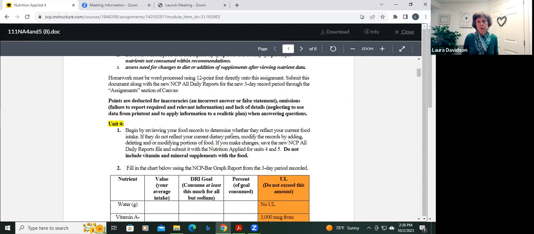Let's say you've started eating breakfast since you started this course. You will want to modify those 3 days to include breakfast, the typical breakfast for you. Or let's say you cut out soda and you're drinking more water. Okay, make those changes. All right, so make any changes that you've made in your dietary pattern. Now, if you haven't really made any changes and you look at those 3 days and say, well, that is how I eat, then leave them alone. Okay, that's the first step.